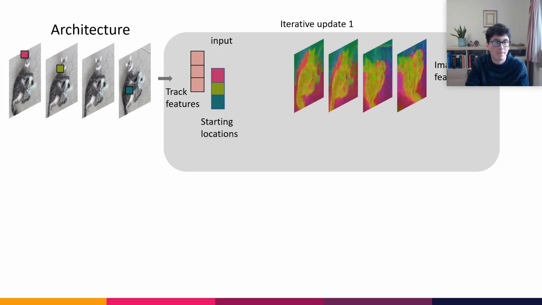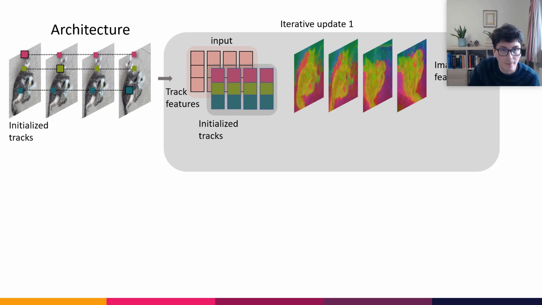So as input to the model, we have these track features, which is just a feature of the point that we want to track. And we have the 2D starting locations. And then we use these to initialize tracks, which just means we basically copy all the information across time. So we have the same feature in every frame and we have the same position in every frame, which is of course wrong, but we set up an iterative refinement scheme where the model just predicts updates to each point in time to make it fit the track that you're actually trying to estimate.